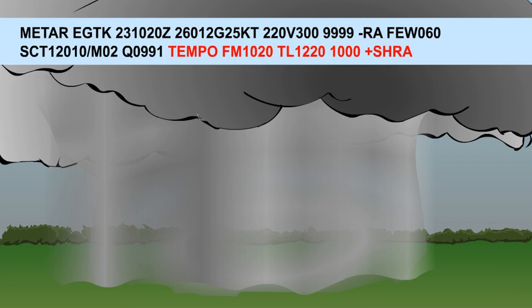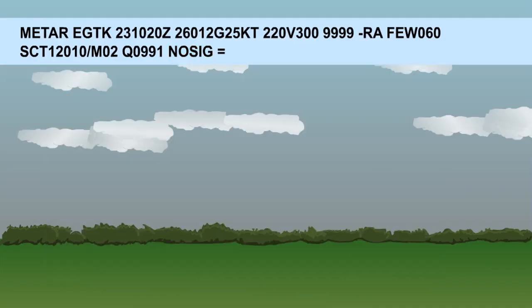Let's look at an example. This trend is suggesting that temporarily from 10:20 Zulu to 12:20 Zulu, the visibility will reduce to 1,000 meters in heavy showers of rain. If there is no change forecast, then the word NOSIG is used to imply no significant change is expected in the next 2 hours. An equal sign will appear on the METAR to denote the end of the message.